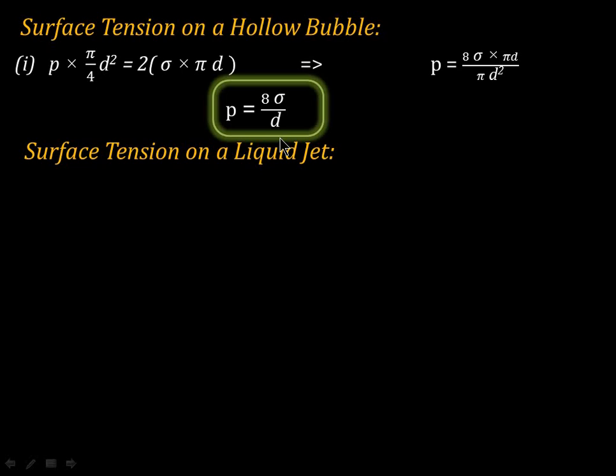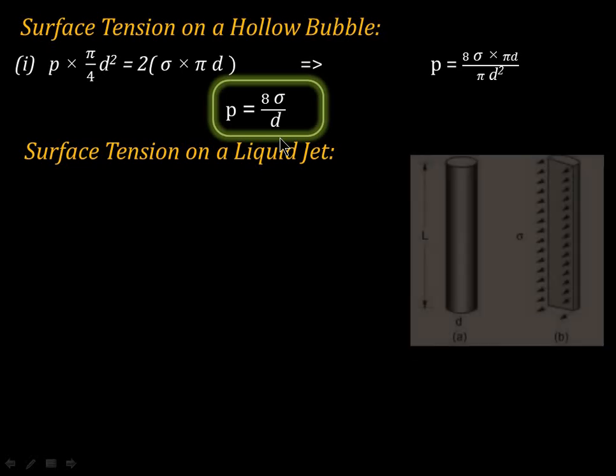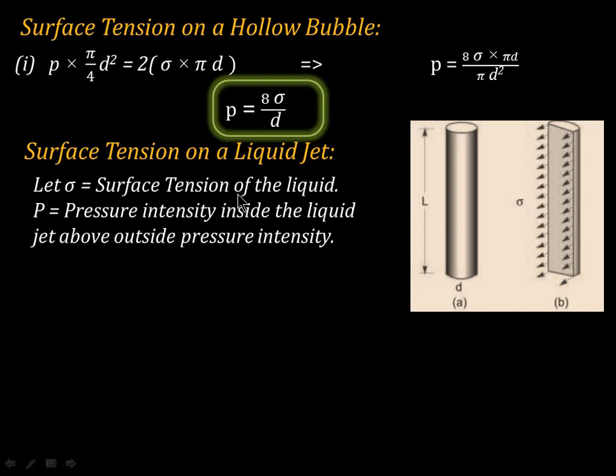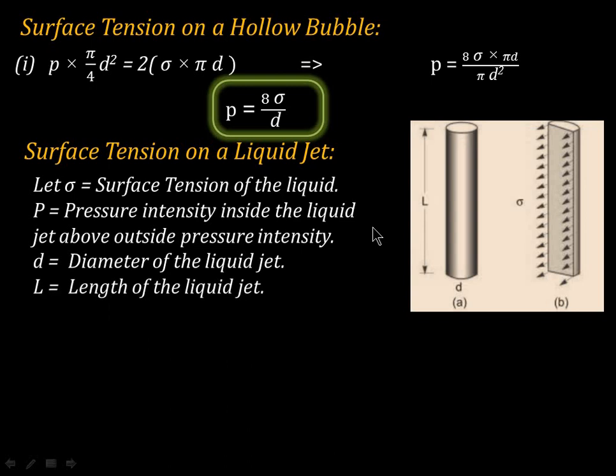Next is surface tension on a liquid jet. We can understand this from these diagrams. This is the representation of a liquid jet which has a diameter d, and the length is considered as L, and it is also cut into two halves. Let sigma be the surface tension of the liquid. P is the pressure intensity inside the liquid jet above the outside pressure intensity. D is the diameter of the liquid jet, and L is the length of the liquid jet.